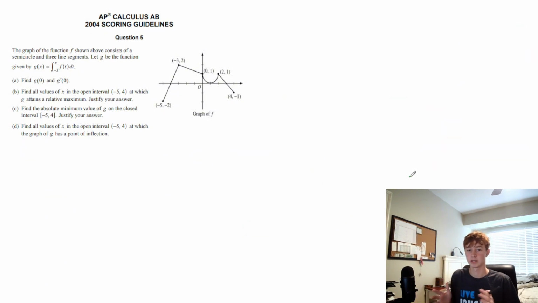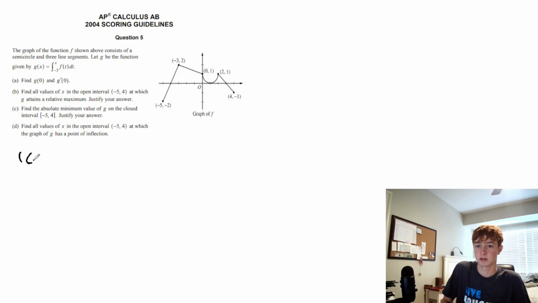Okay, awesome. B's done. Now let's look at C. C asks us to find the absolute minimum value of g on the closed interval -5 to 4. Closed interval meaning it includes the endpoints of -5 and 4. And it also asks us, like in the last one, to justify our answer. So I'll change to black here.